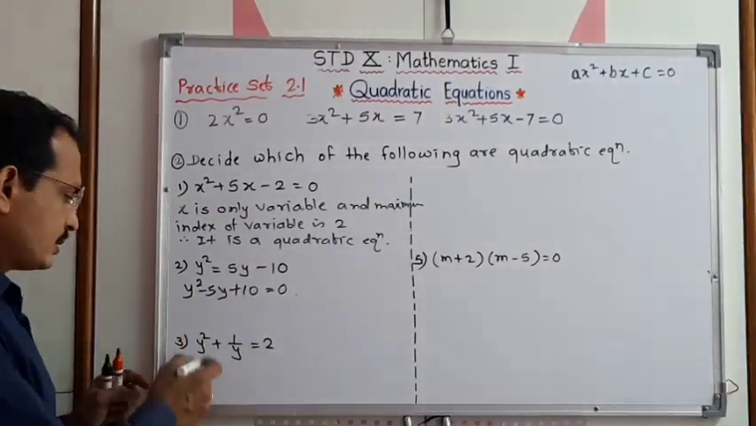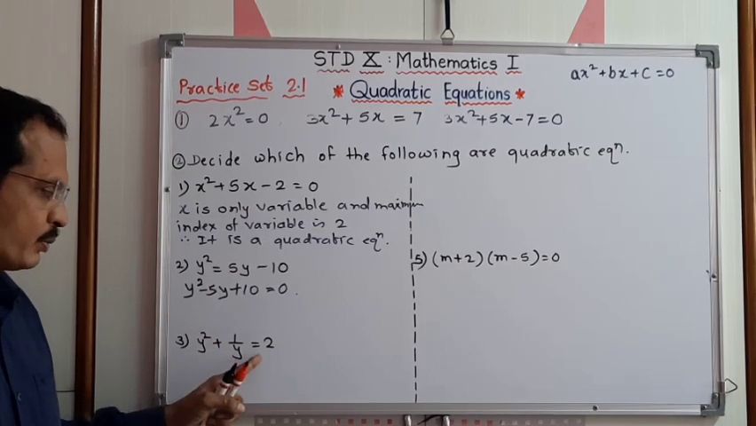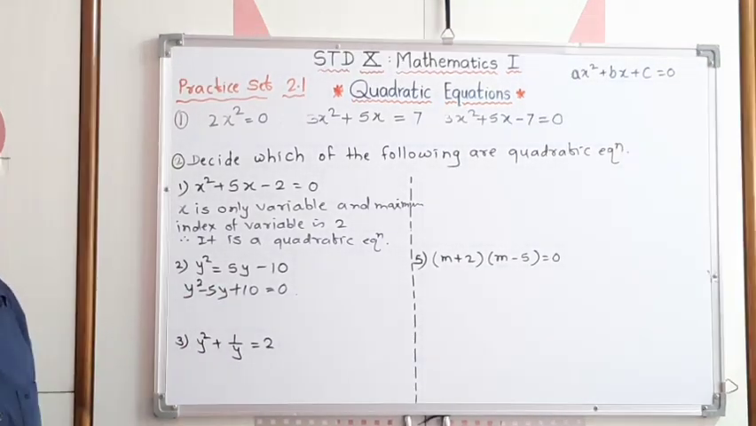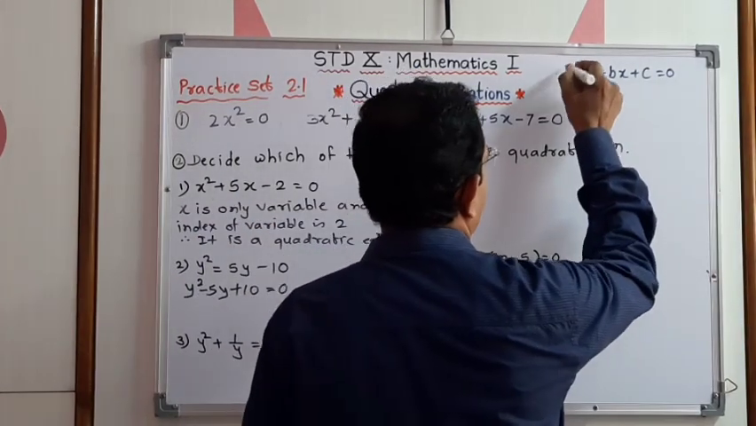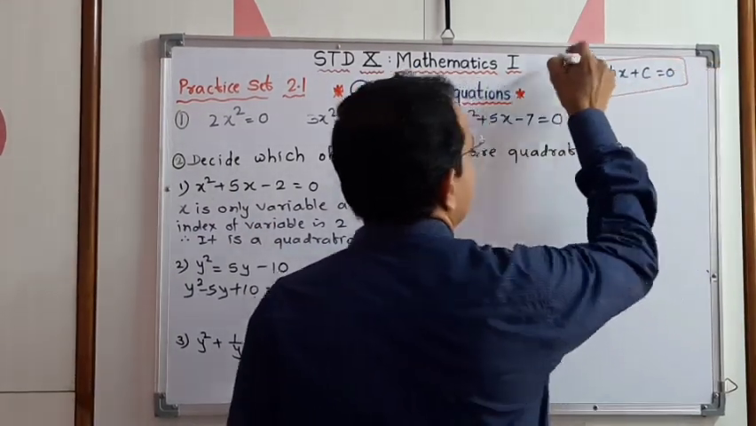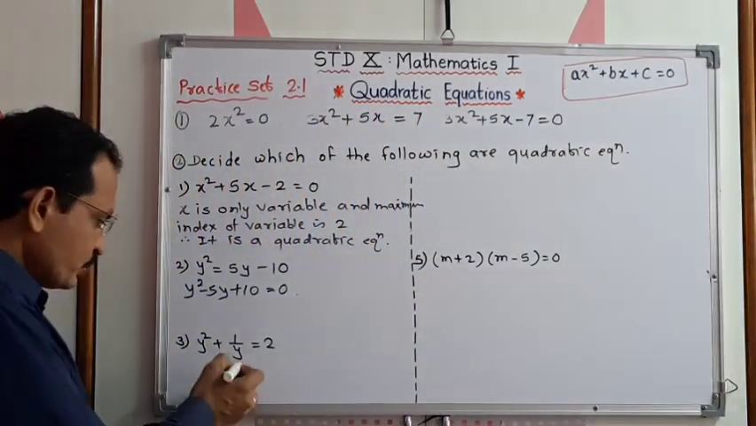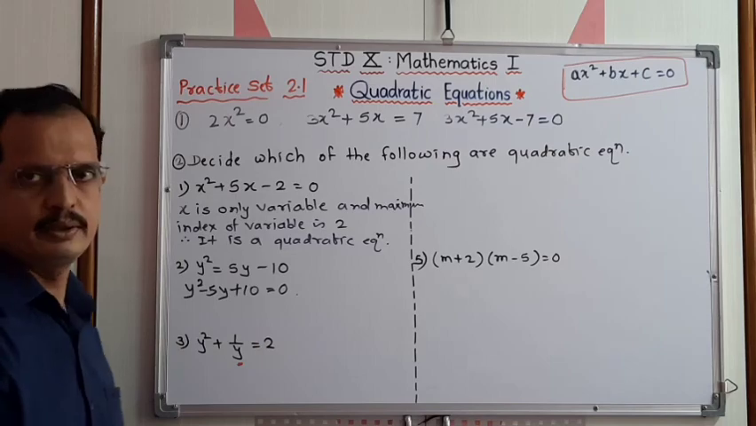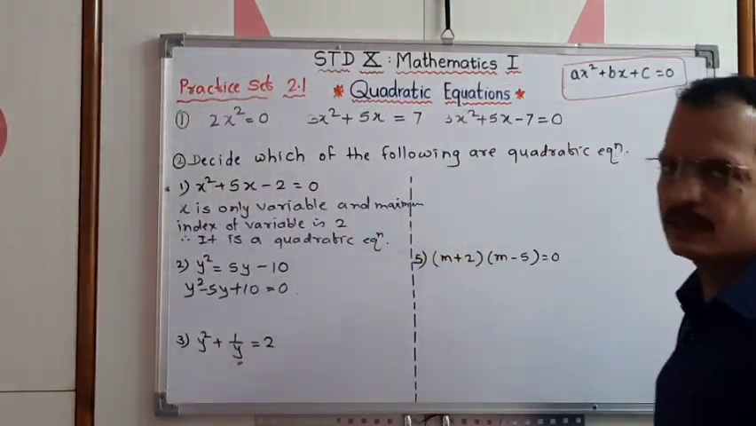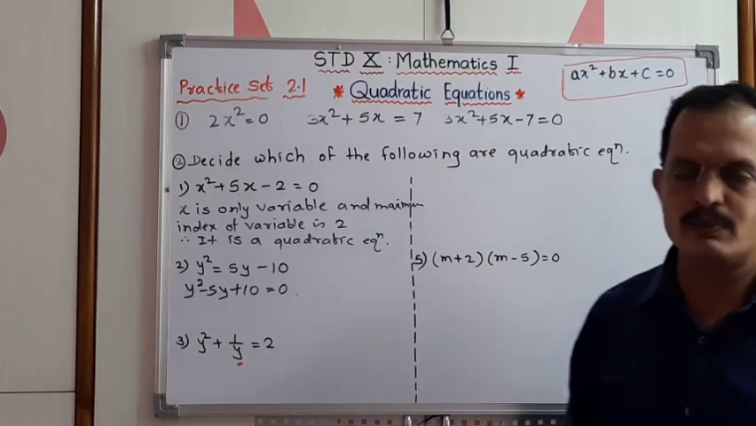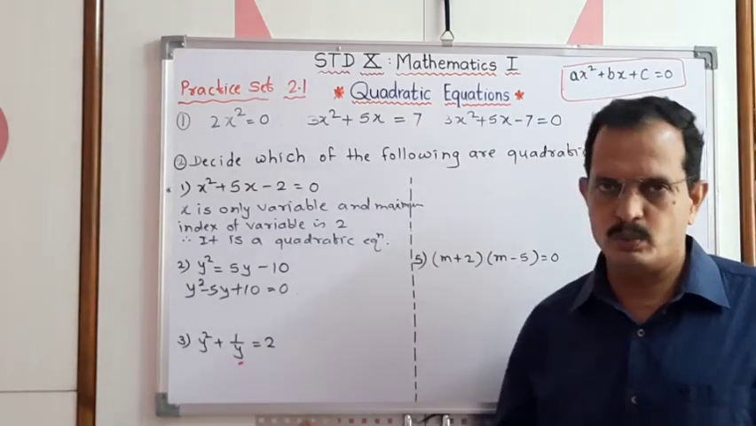Now let's see the third one. Y square plus 1 upon y equal to 2. Yes student, we have to write the equation in this form. For that purpose we have to eliminate this y. Now if we just see the equation, we come to know that there is one variable and the maximum index of the variable is 2.